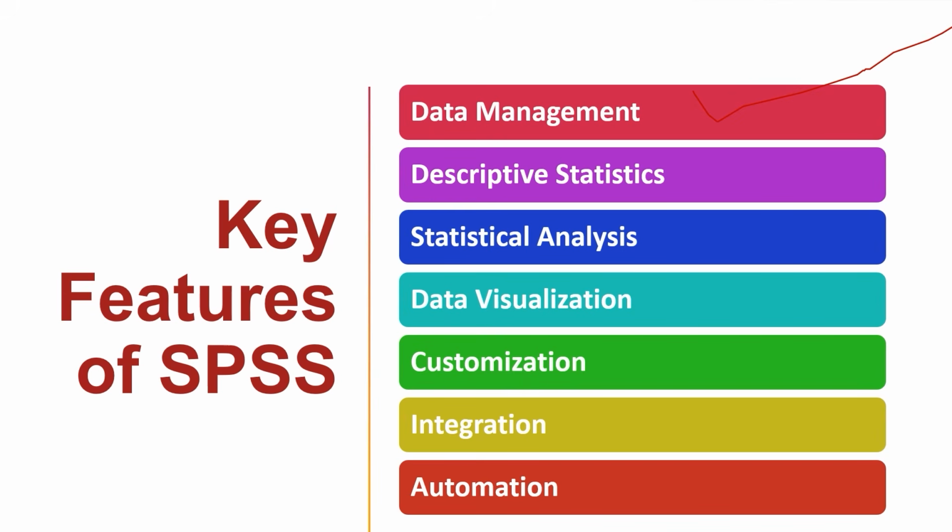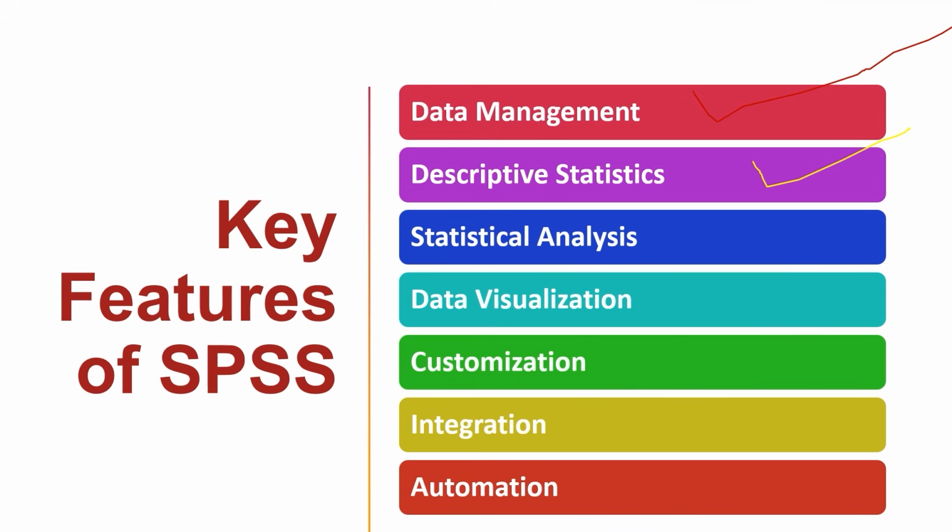Further, we'll talk about descriptive statistics. Under descriptive statistics, SPSS is used to summarize and describe the basic features of a data set. These statistics provide an overview of the data and help in understanding its characteristics. For example, if you open your data set, it will give you multiple options for how you want to analyze your descriptive data.